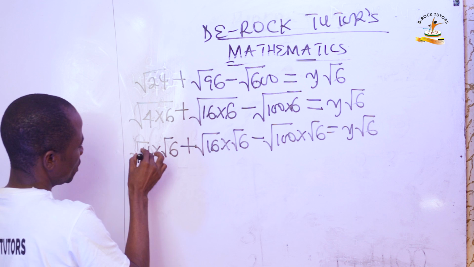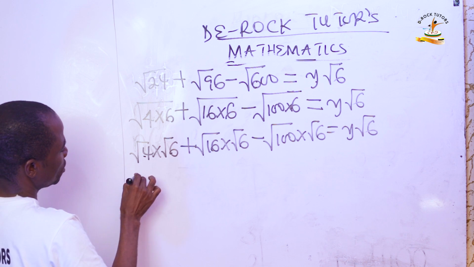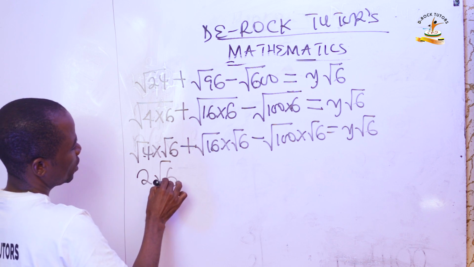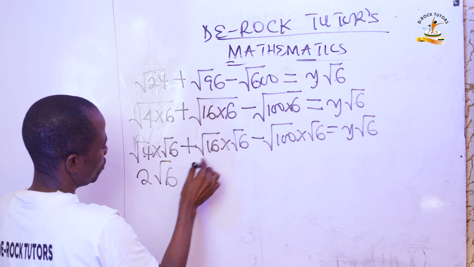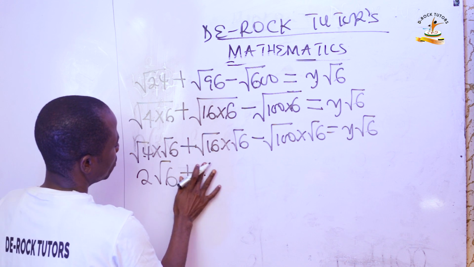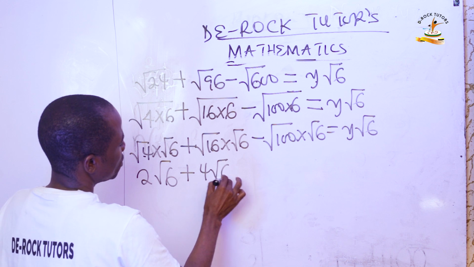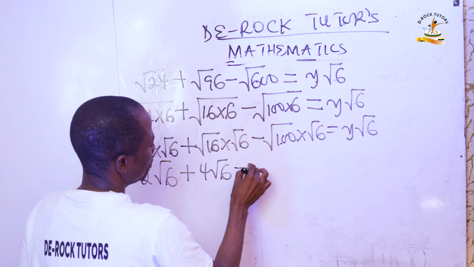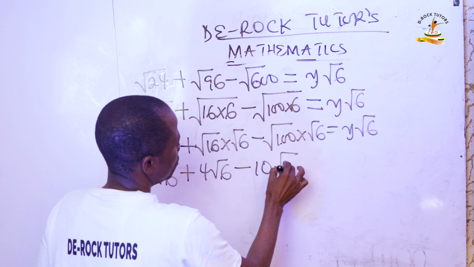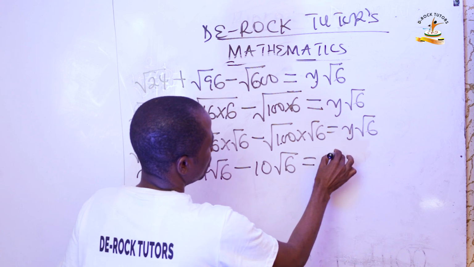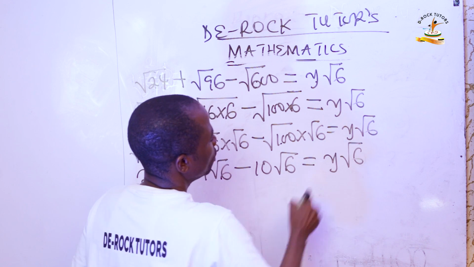We know that square root of 4 is 2. That's 2 root 6. And square root of 16 is 4. That will give us plus 4 root 6. And square root of 100 is 10. That's 10 root 6. Everything is equal to y root 6.